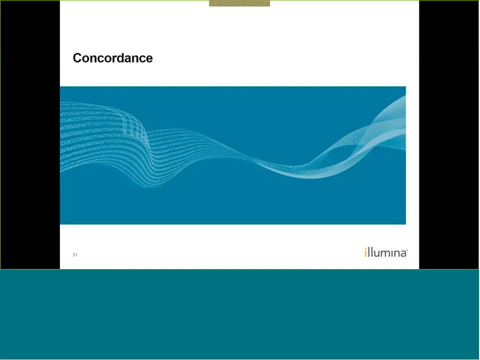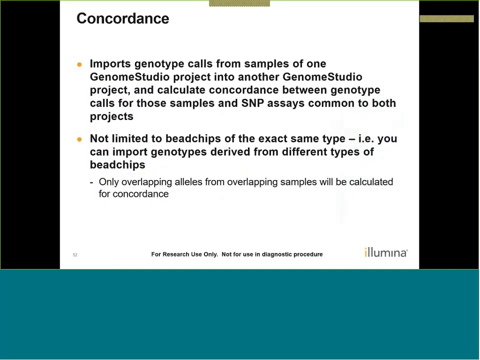All right. The next tool we will be looking at is Concordance. Now, Concordance allows you to import genotype calls from the samples of one GenomeStudio project into another GenomeStudio project and calculate concordance between genotype calls for samples in between the two projects which overlap. So essentially, it allows you to compare genotype calls from one project and another project.